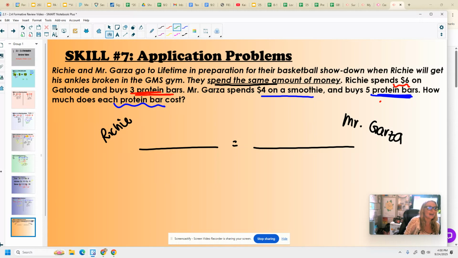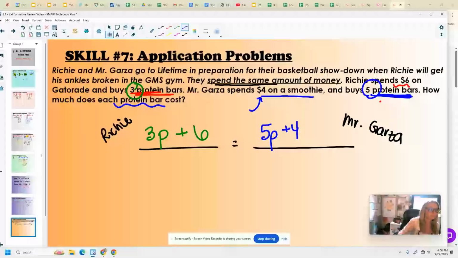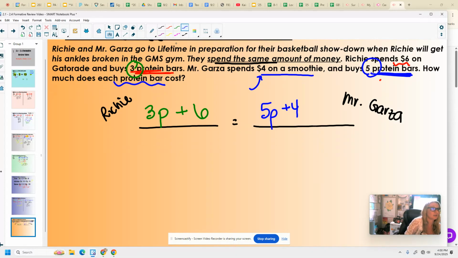Whoopsies. Okay, so let's start with Richie's side. It says that he buys 3 protein bars. We can do 3P, plus he spends $6 on Gatorade. Mr. Garza buys 5 protein bars, and he spends $4 on a smoothie. Now it's just variables on both sides, and you just keep it moving here. So we'll subtract 3P from both sides. Wow, we're really just doing all the colors. And then minus 4. So I get 2 equals 2p, divide both sides by 2, p equals 1.